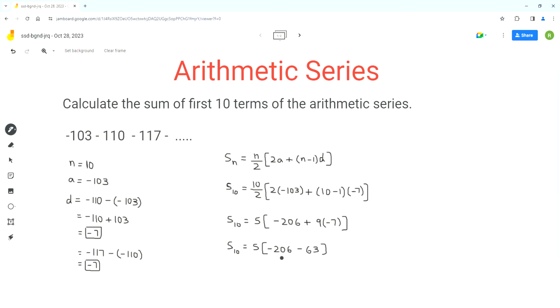Now we can subtract these two numbers. Negative 206 minus 63 is equal to negative 269. So I get S of 10 is equal to negative 1345. This is the sum of the first 10 terms of this given arithmetic series.